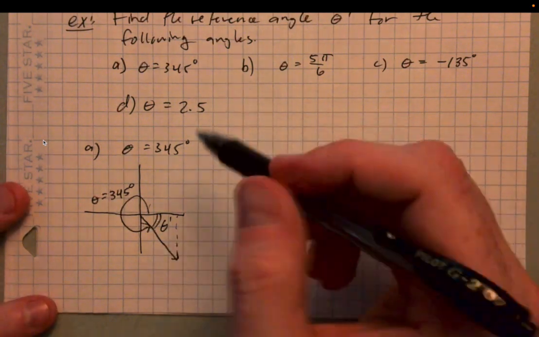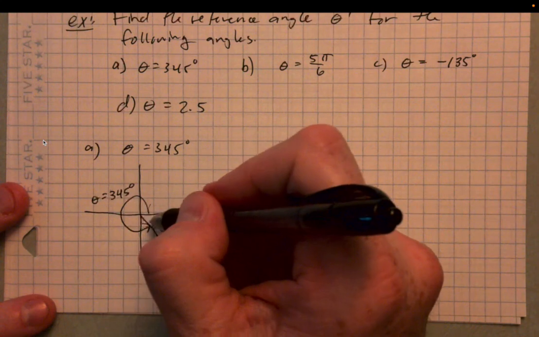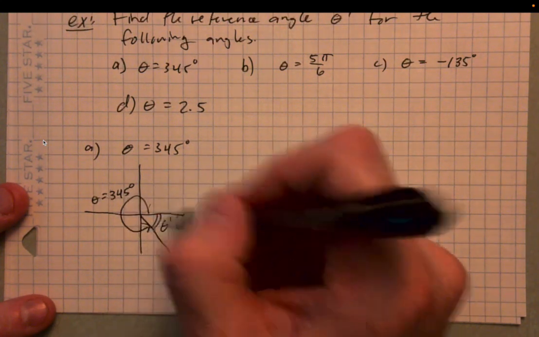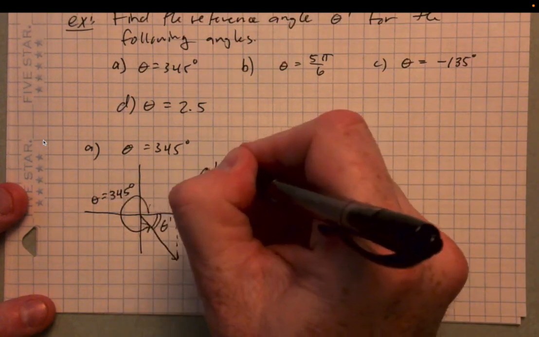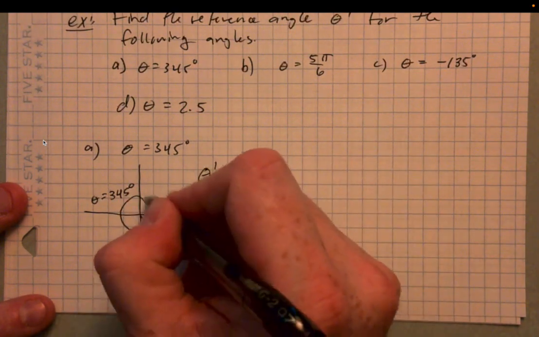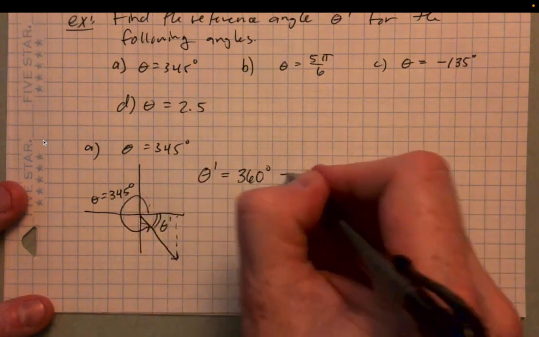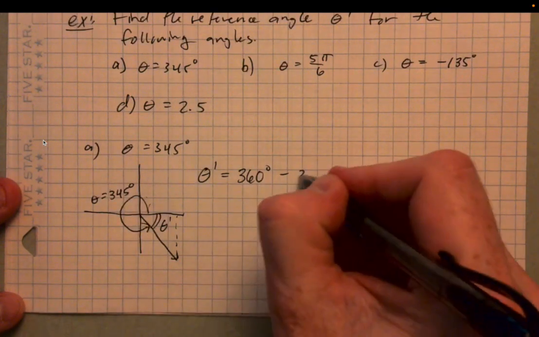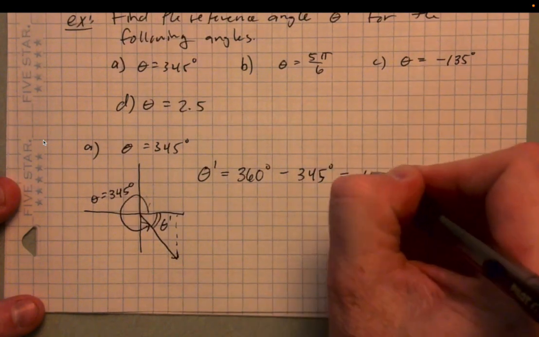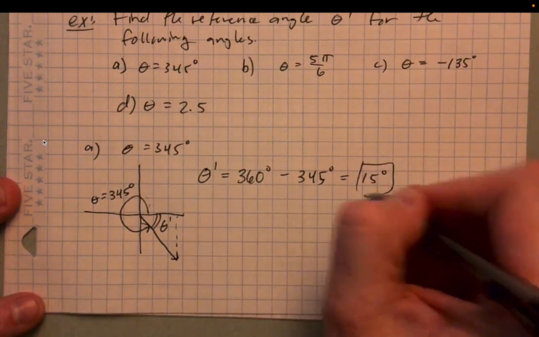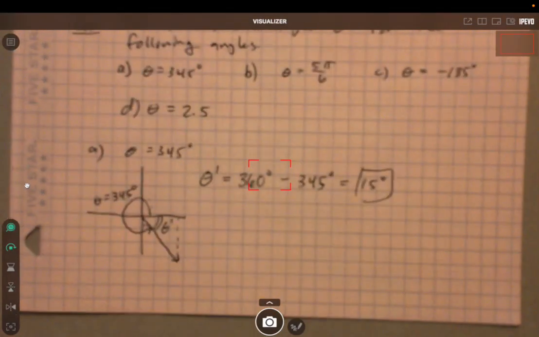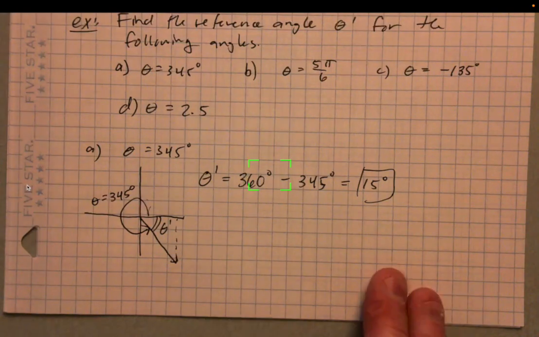The way to think about it is that all the way around is 360, but we've gone 345, so the difference is the reference angle. So theta prime is 360 degrees, a whole revolution, minus 345 degrees, and that's 15 degrees. So theta prime is 15 degrees in this case. All right, let's do another one.